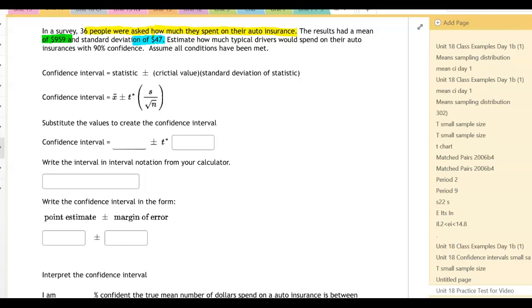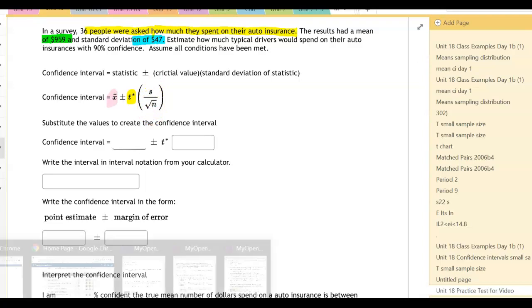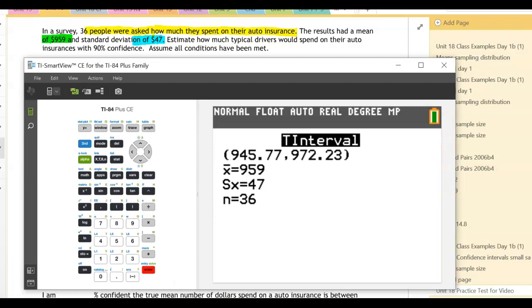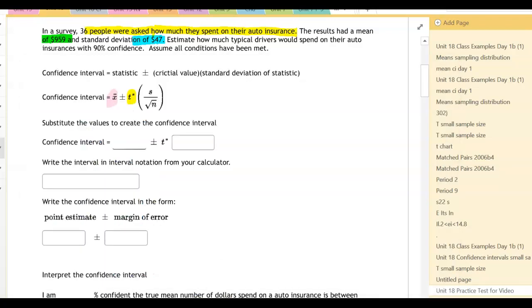So then when we look at the question, we want to write the confidence interval. And in the MyOpenMath, it's x bar plus or minus t star times the standard deviation over the square root of n. So if you go back to the calculator, the average was 959. It's also in the paragraph. So it's 959 plus or minus t star, and the standard deviation was 47, and divide by the square root of the sample size. So the number in green corresponds to the number in green.